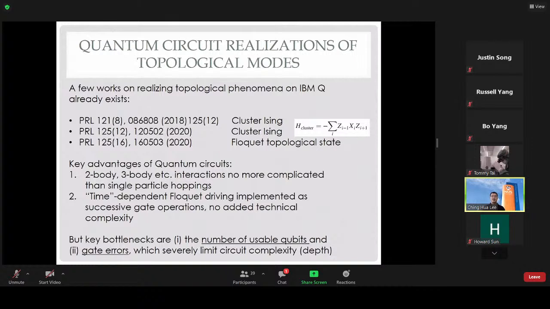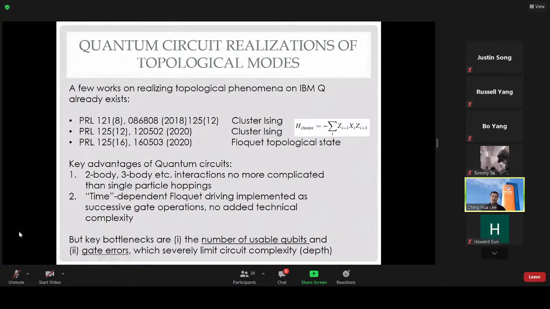The reason is the very limited number of usable qubits, and also the significant gate errors, which I will elaborate on later. Basically, if you only have a small number of qubits and significant gate errors, these are limitations to the computational complexity. There are really not many good models that we can realize from most of history.